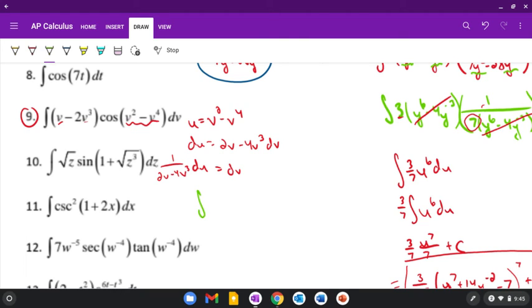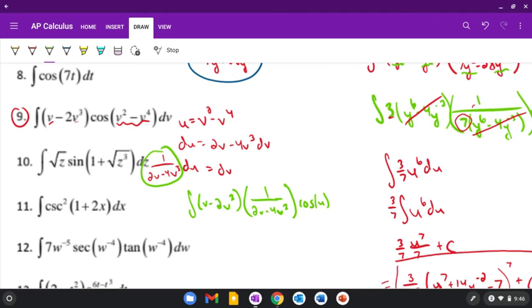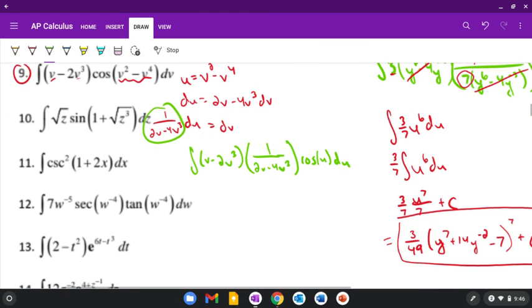So I've got the integral of v minus 2v to the 3rd. So that's going to stay the same. Next, I'm going to plug in this stuff. 1 over 2v minus 4v to the 3rd. Cosine of u, right, because I'm replacing that. And then du. And again, you can see this isn't an exact cancellation, but it's pretty obvious you're just going to pull out a 2. I'm just going to assume that you guys can do that. Pull out that 2 over the GCF, right? This is 2 times v minus 2v to the 3rd, so that's what cancels.